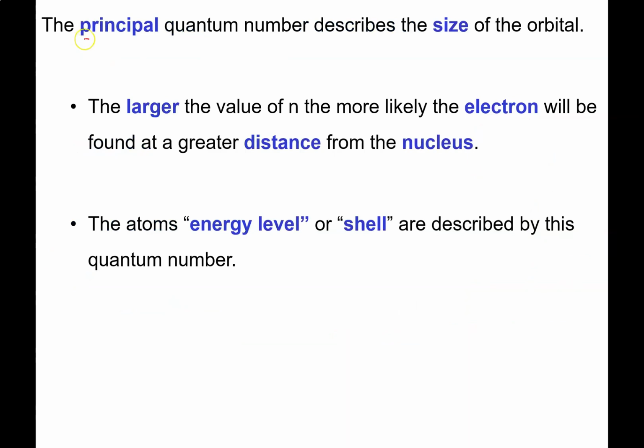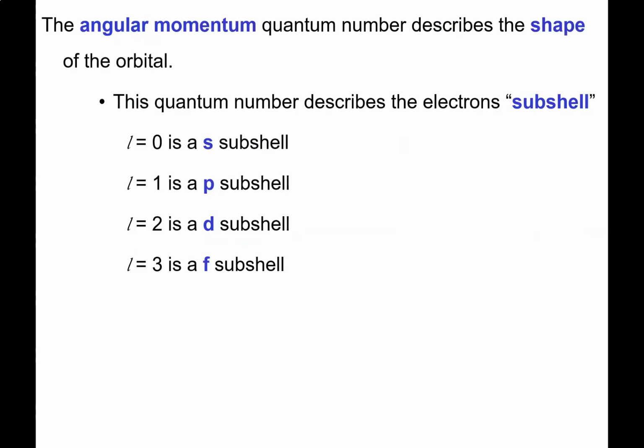The principal quantum number, n, is the same quantum number that we saw in the Bohr model. That describes the size of the orbital. It's going to give you the approximate distance of the electron from the nucleus. This is sometimes referred to as the atom's energy level, or sometimes the shell number. The angular momentum quantum number, the L value, corresponds to the shape of the orbital and is sometimes referred to as the subshell type.